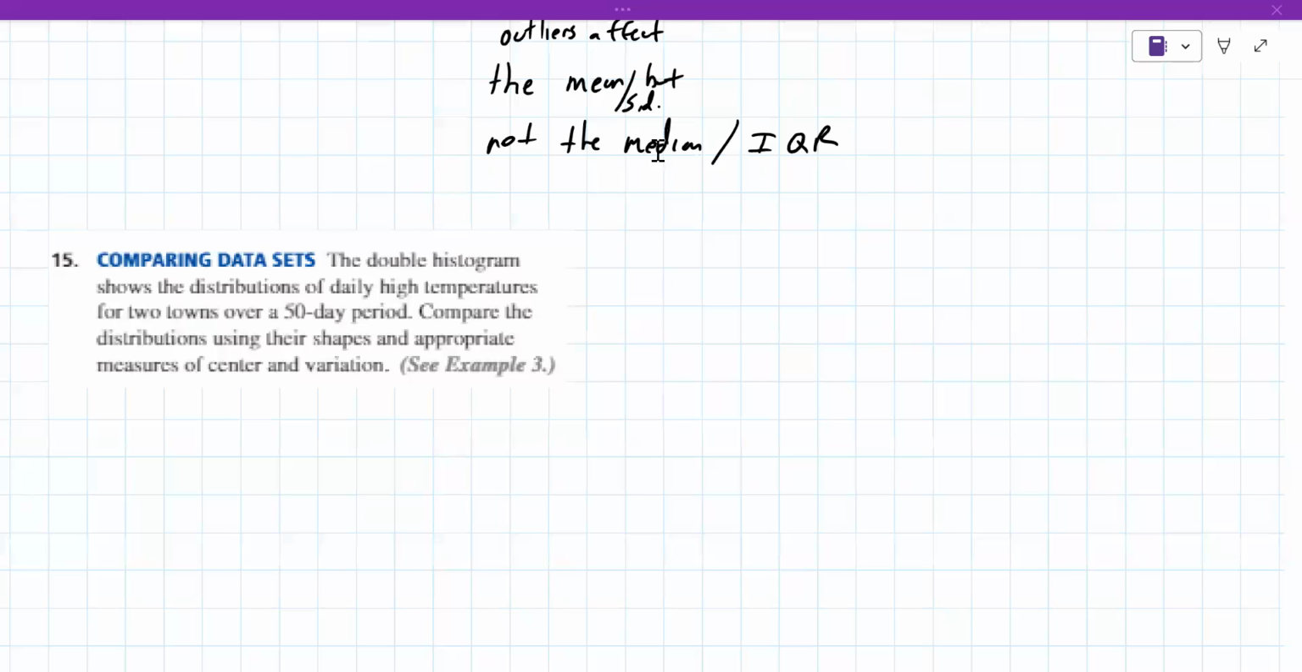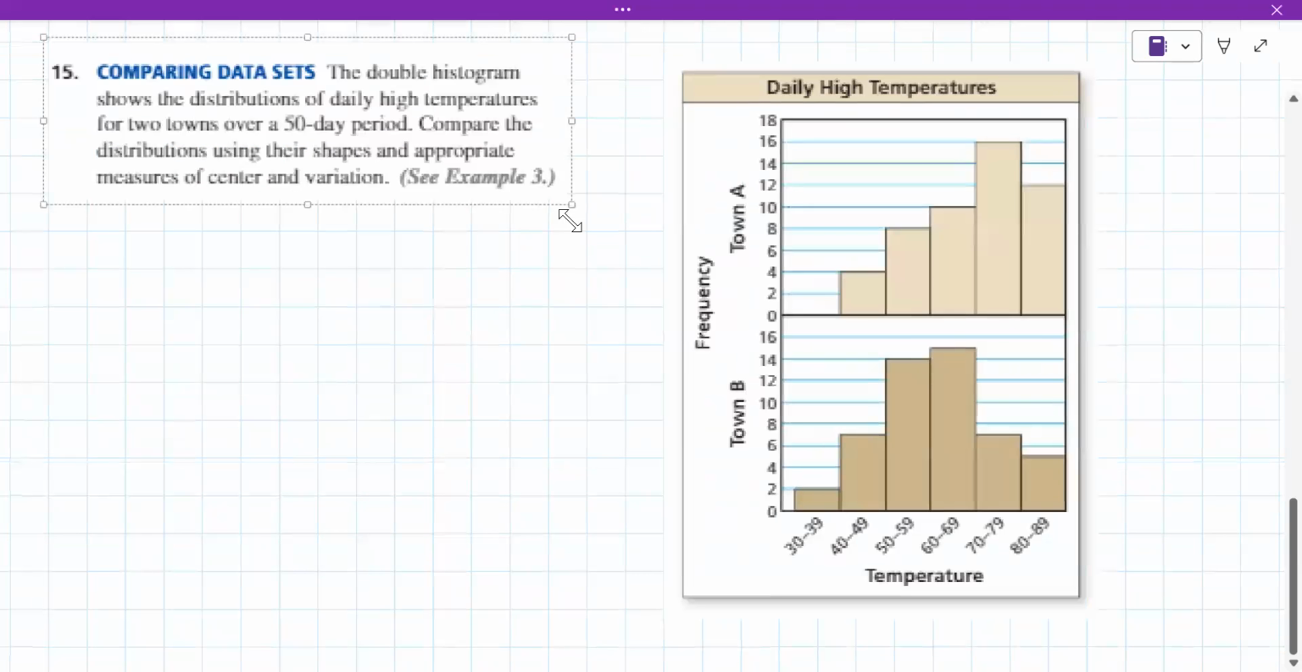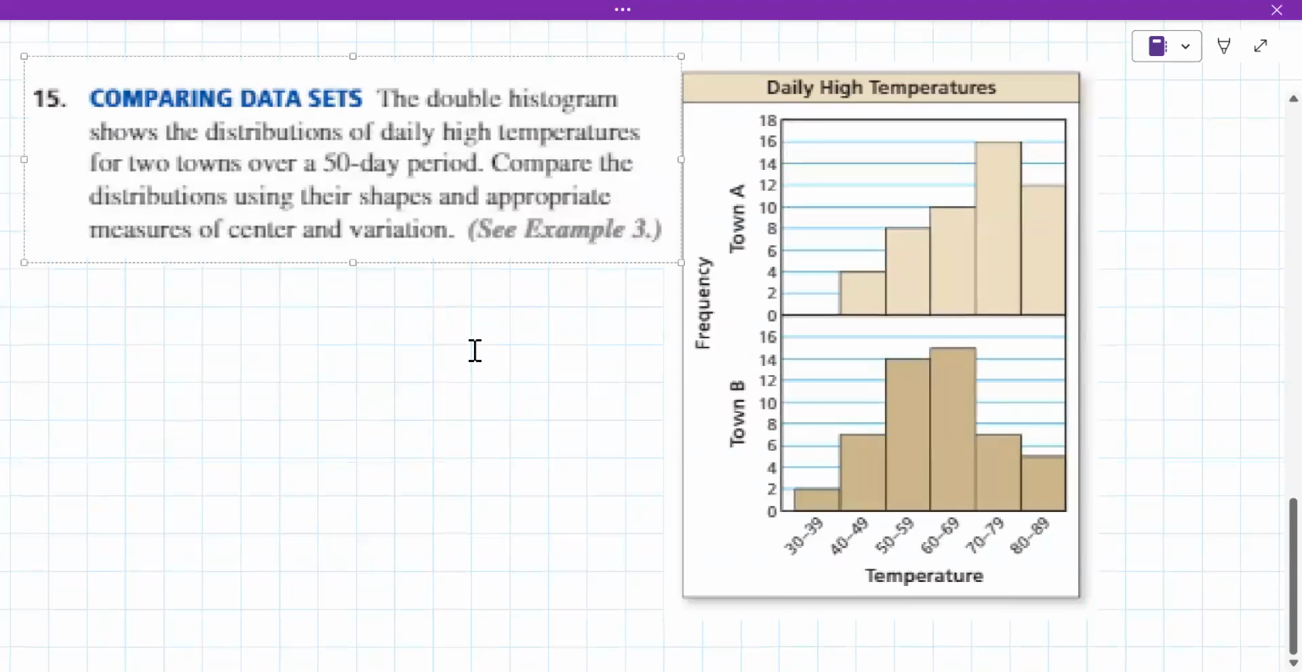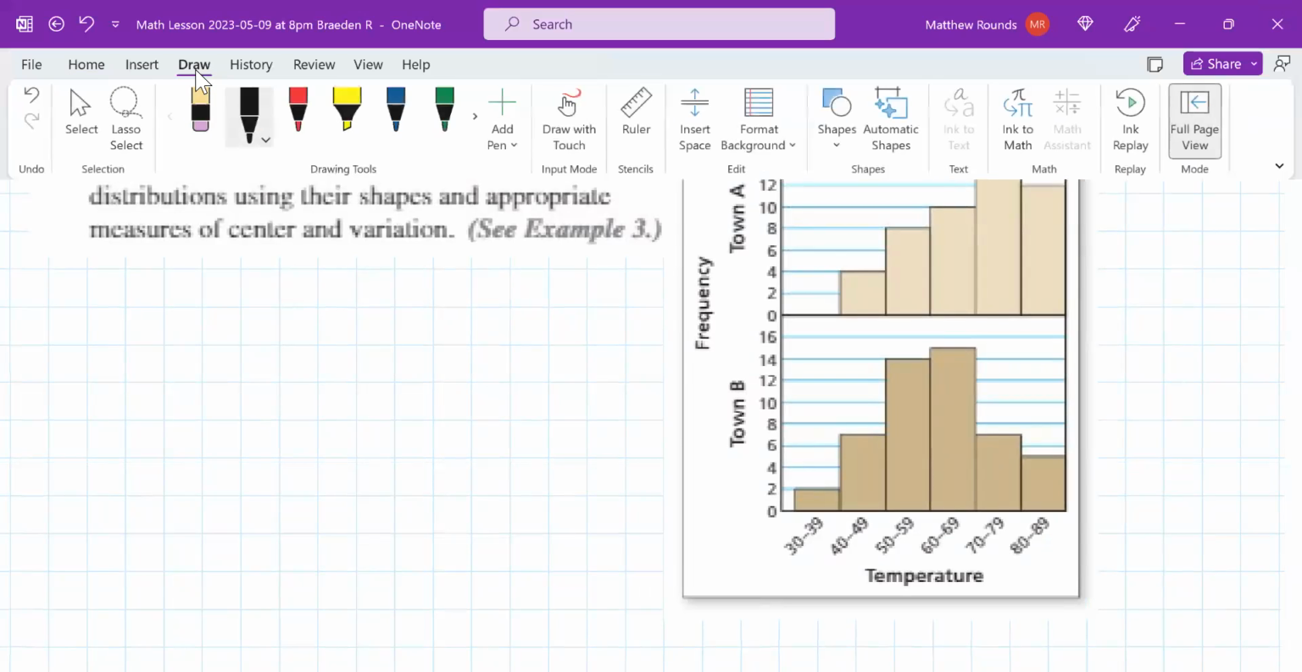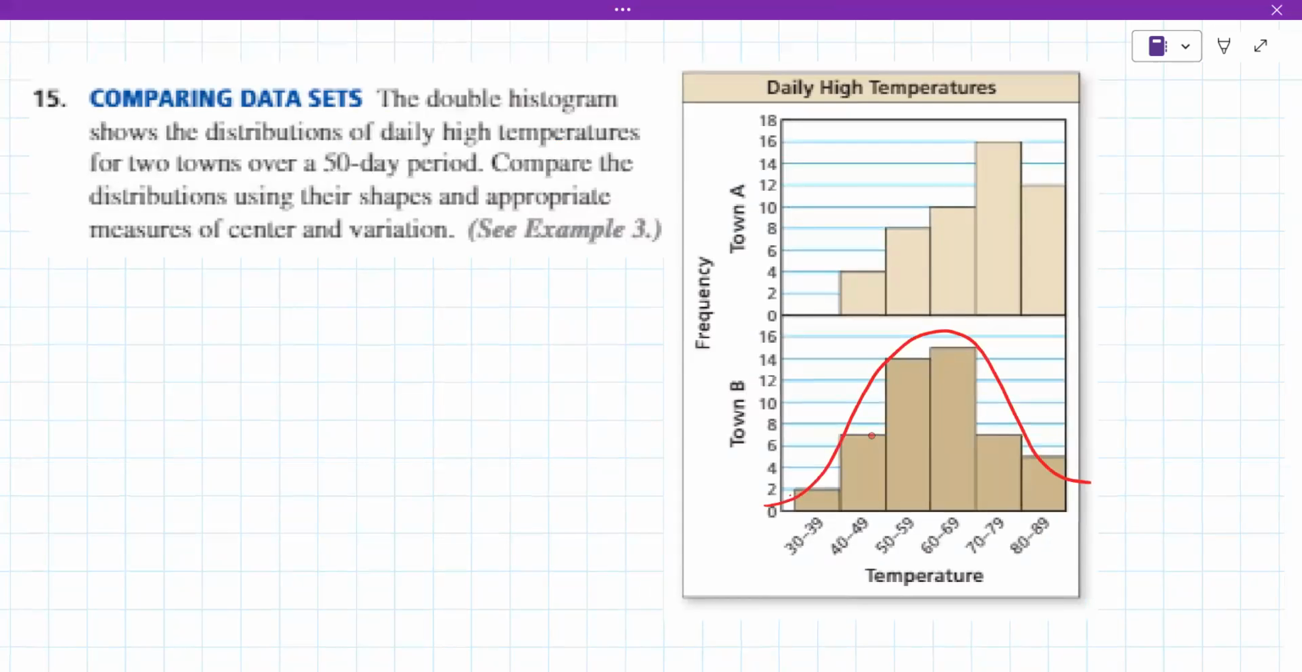Up to 15. All right, so the one thing you can do when you get a histogram is draw a curve that fits it. And the one on the other one here looks more like this. The top one has kind of a skew left. The bottom one looks kind of symmetric.